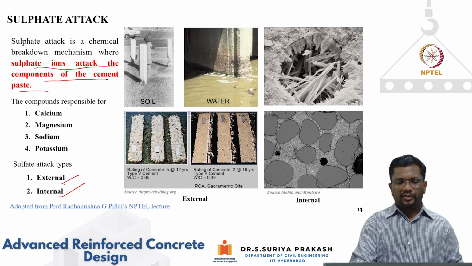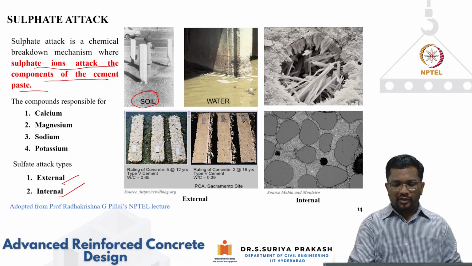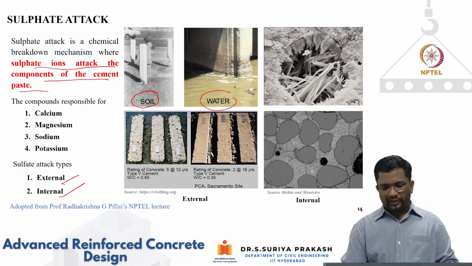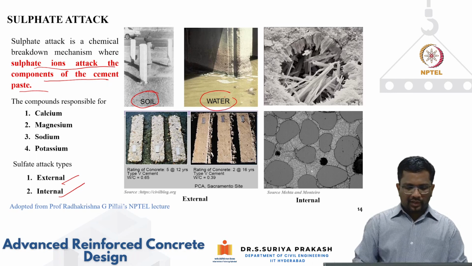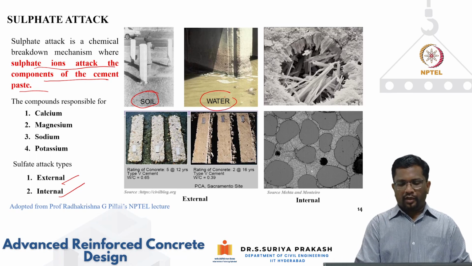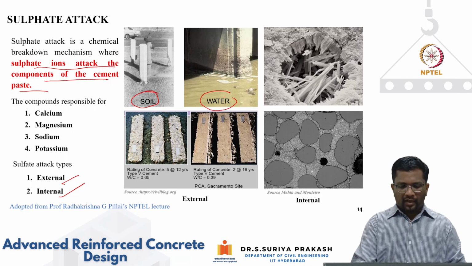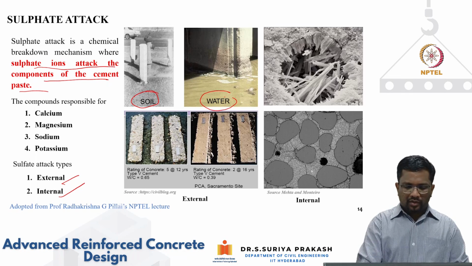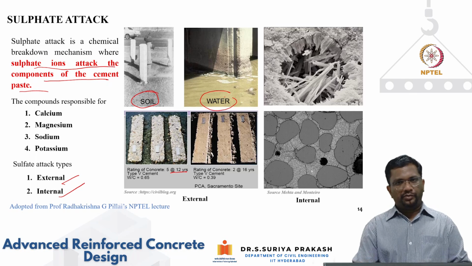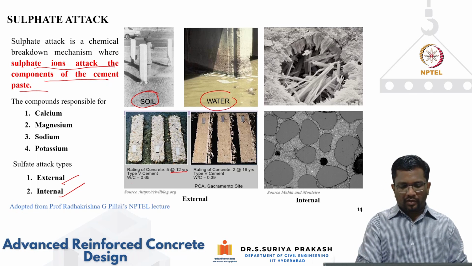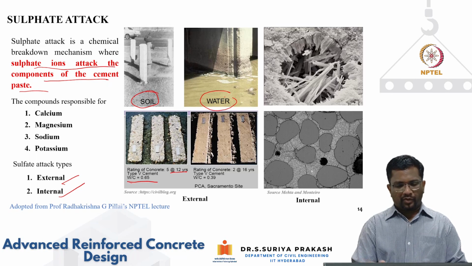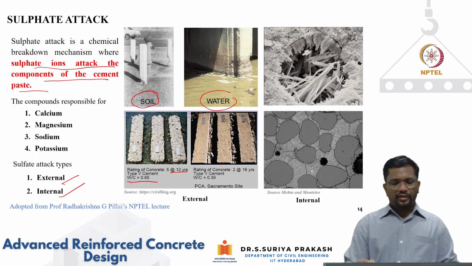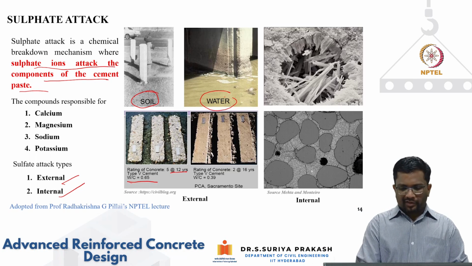Now, we have various elements that are subjected to soil that can be rich in sulfates, or subjected to water that may contain sulfates. This is one of the tests that the PCA, Portland Cement Association, has done; you can see the rating of concrete at 12 years. They used sulfate resisting cement, but if you have a high water cement ratio, you can see complete degradation at the end of 12 years.